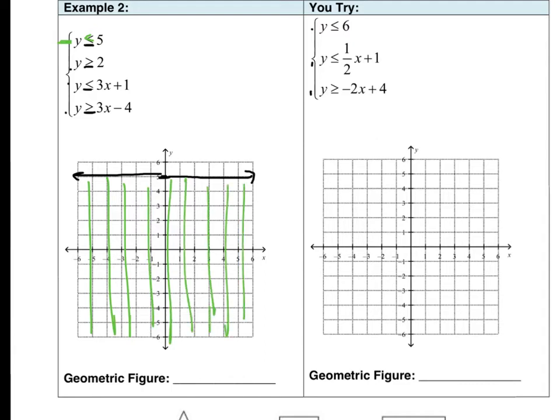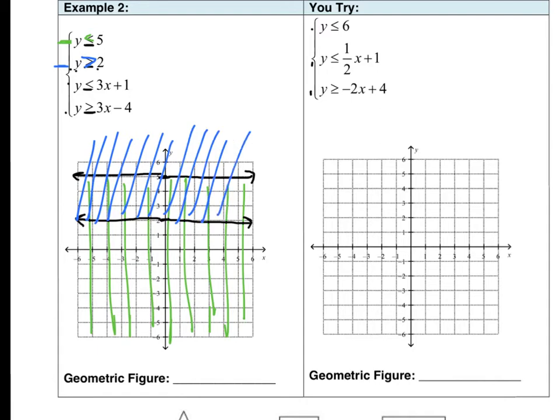Next, I need to graph y is greater than or equal to 2. So I'm going to go to 2 on the y-axis and make a horizontal line. It's solid, and this time I have a greater than sign, so I need to shade above. So I will do that shading in blue, and it's going to be above. Everything above the line y equals 2.